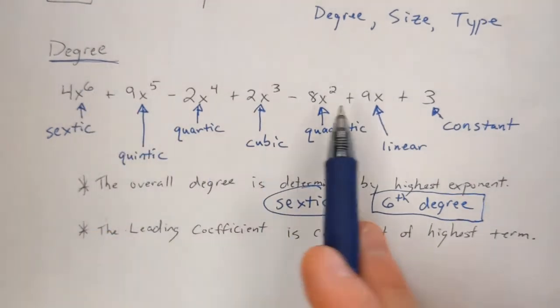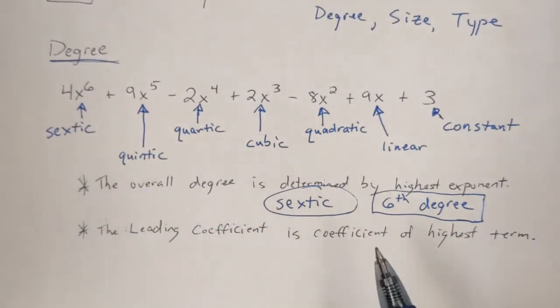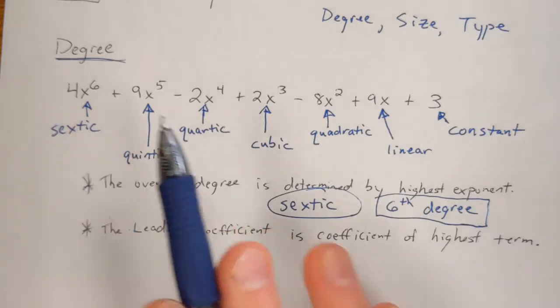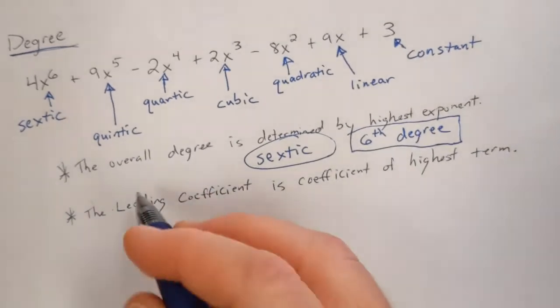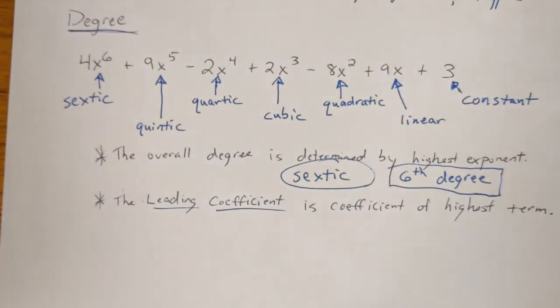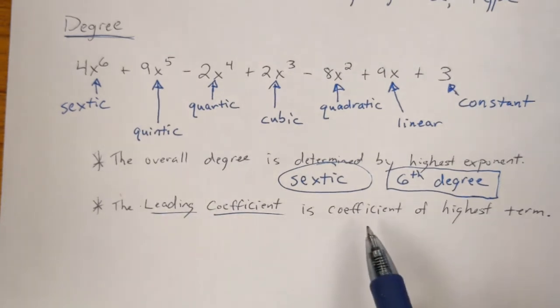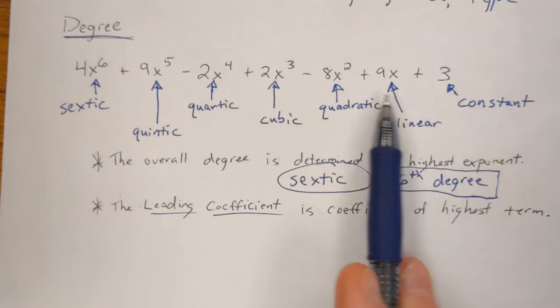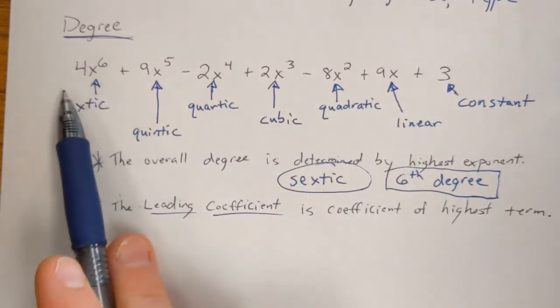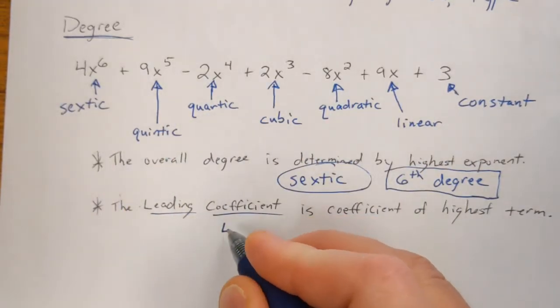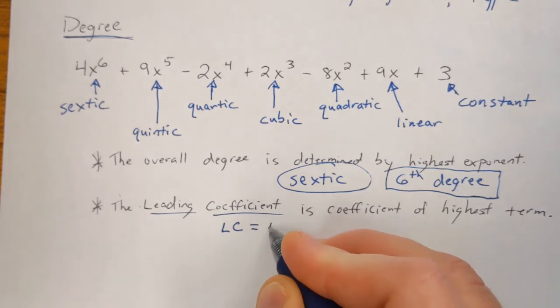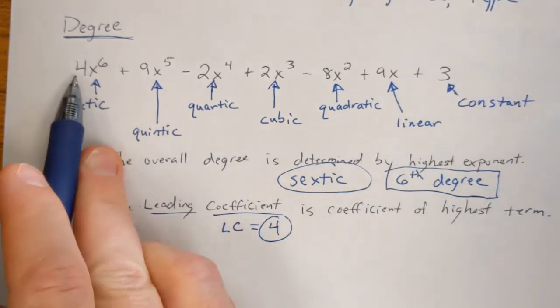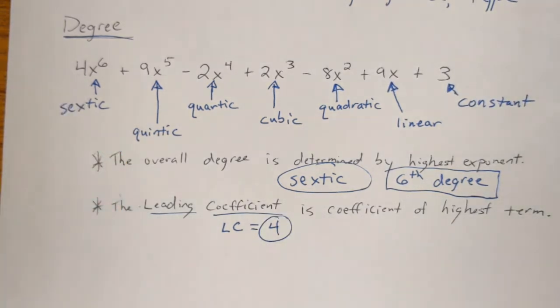Now, a lot of times it'll be written in this order, but that's not necessarily the case. You could have it in a different order, and whatever's the highest, that would be the degree. Now, another vocabulary word is the leading coefficient. The leading coefficient would just be the coefficient of your highest term. Since my highest term here is this sextic term, my leading coefficient, or my LC, would just be equal to the 4. This 4 right here is called the leading coefficient.